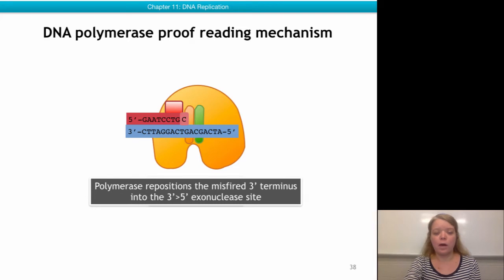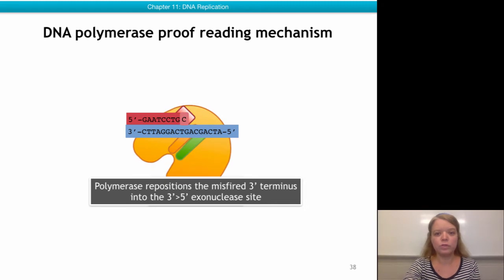And then when the DNA polymerase realizes that there's incorrect base pairing going on, the C is bulging out and not forming the proper base pairing with the thymidine, like an adenine would. So what DNA polymerase will do next is to reposition the mispaired, sorry, it shouldn't be saying misfired. My keynote constantly fixes things without me realizing it. So polymerase repositions the mispaired DNA C terminus here into the 3' to 5' exonuclease site, so right here.